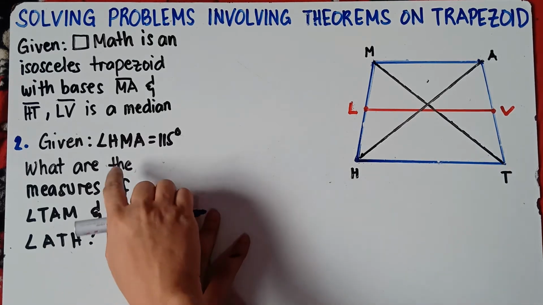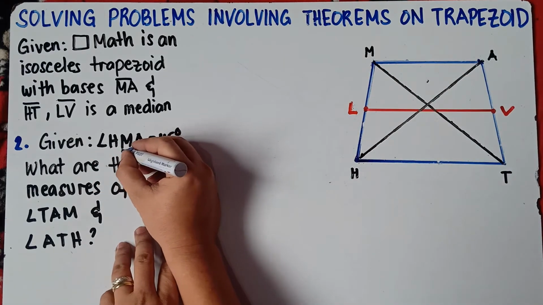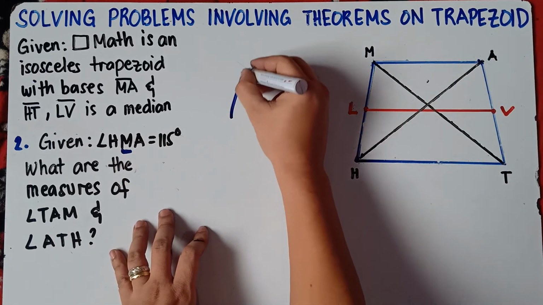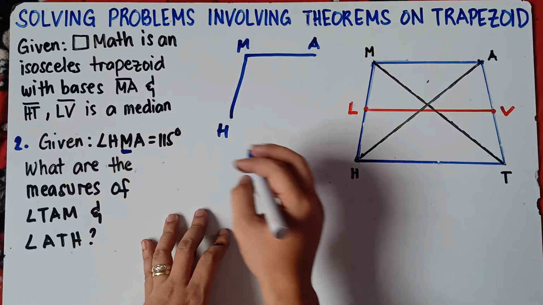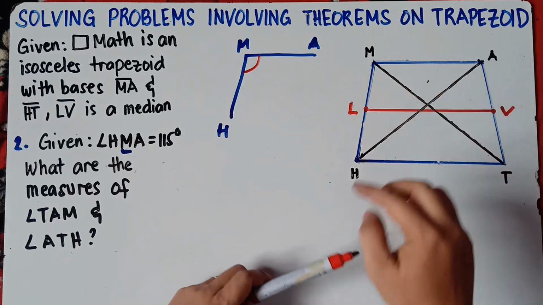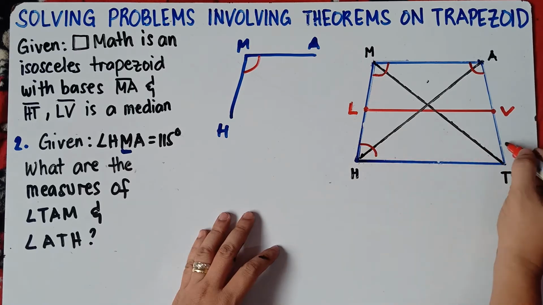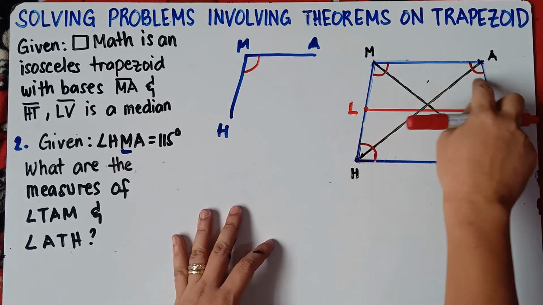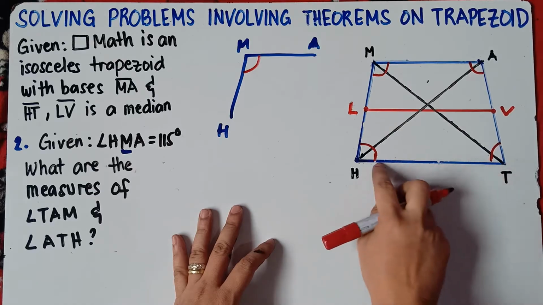Once again, given angle HMA, just refer to this middle part, angle M. If you draw this one, this is the scenario. We're looking for the measure of this angle. These are the base angles. On the upper part, these are the upper base angles. On the lower part, these are the lower base angles.